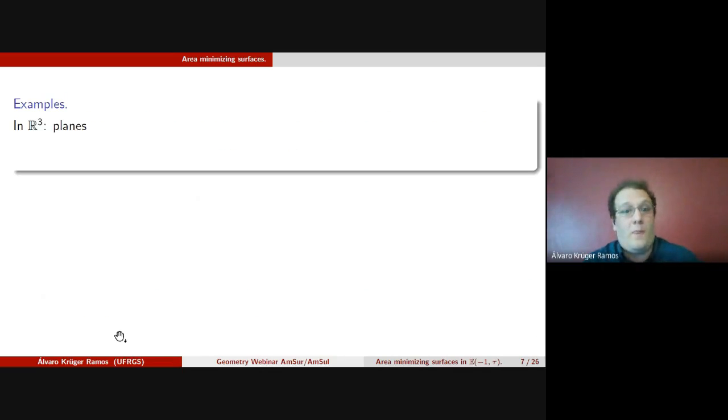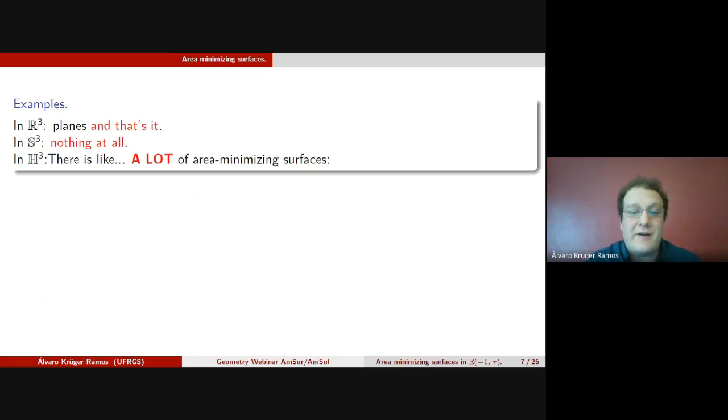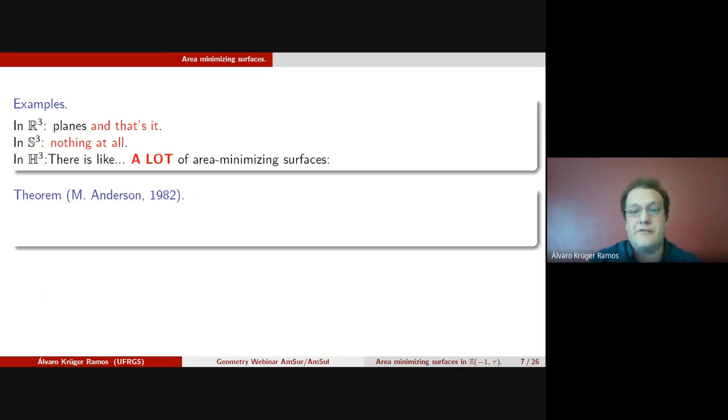So some examples of global results about area minimizing surfaces. In R3, you have planes, and that's it. You only have planes as complete area minimizing surfaces in R3. In S3, you don't have anything at all. There are no complete, in this case closed, area minimizing surfaces in S3. You can always decrease area. Actually, you don't have stable minimal surfaces in S3. And in H3, the situation changes completely. There are a lot of area minimizing surfaces, and they are all different from each other.